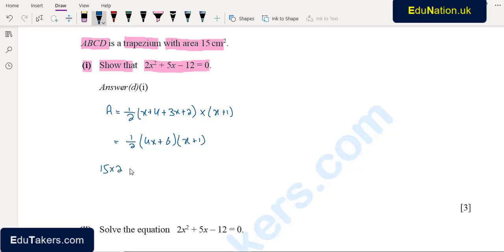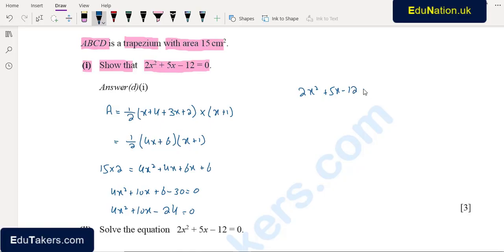So 15 times 2 equals, expanding the brackets, 4x² + 4x + 6x + 6. So 4x² + 10x + 6 − 30 = 0. So 4x² + 10x − 24 = 0. Dividing this whole equation by 2, we get 2x² + 5x − 12 = 0. Hence proved.